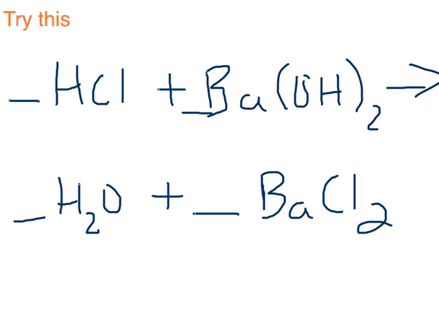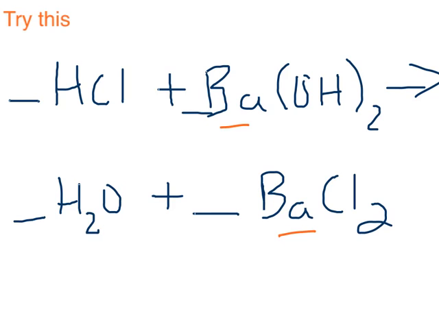Okay? All right. So, first step, balance your metals. Well, I've got 1 barium here, 1 barium here. Done. No more metals. H is not a metal. Cl is not a metal. OH isn't a metal. Only barium is a metal. Look on your periodic table. You'll see that.